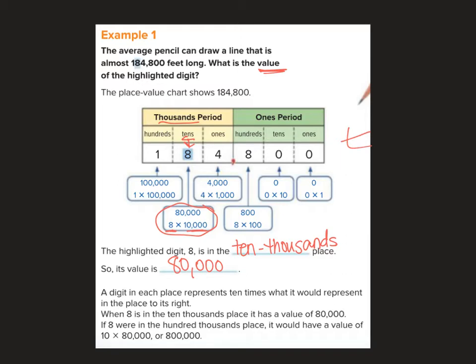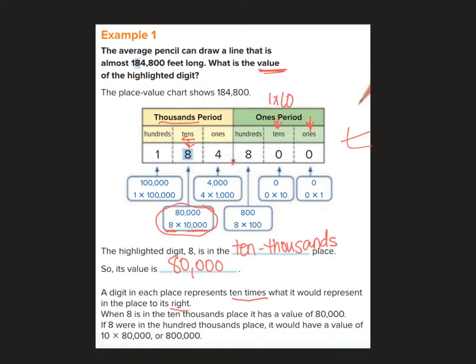So it says a digit in each place represents 10 times what it would represent in the place to its right. Okay, so it's 10 times bigger. So this is the ones place. This is the tens place. How do I get from 1 to 10? I do 1 times 10, right? Because this is the ones place, 1 times 10.